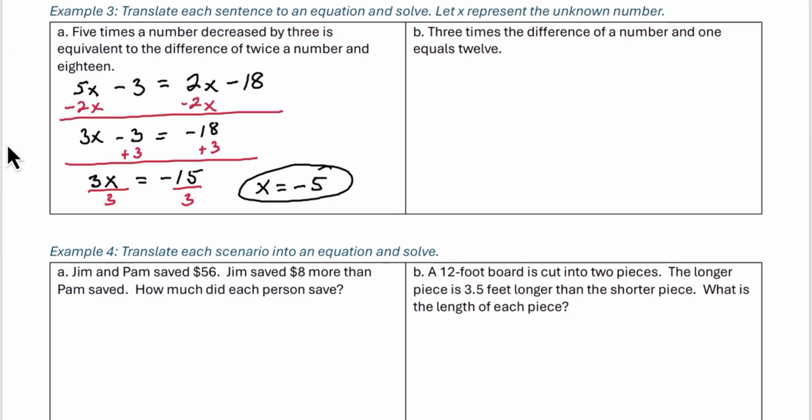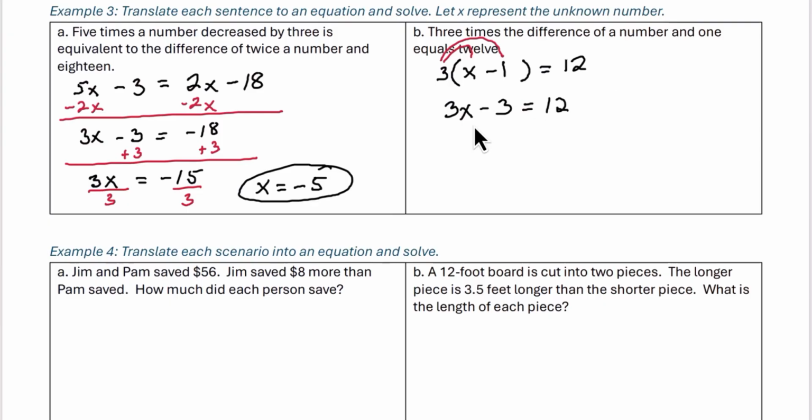In part B, 3 times the difference of a number and 1 equals 12. 3 times the difference. This time we're tripling the difference, so we need to put 3 on the outside of a set of parentheses. We're multiplying 3 times the difference of a number and 1. Difference means subtract a number and 1, and that's equal to 12. To simplify, we need to distribute that 3 within the parentheses. 3 times x is 3x. 3 times negative 1 is negative 3, and that equals 12.